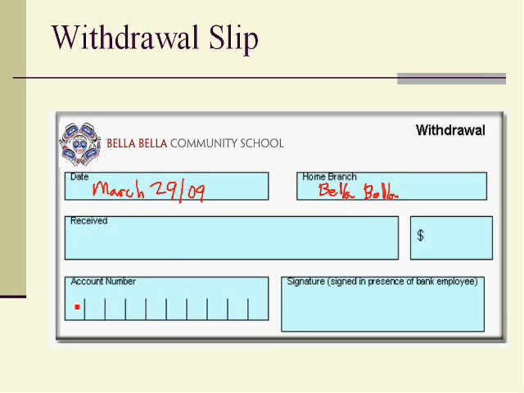So say 123-456-78 for the sake of simplicity. So your signature, right, signed in the presence of a bank employee, and how much money you are taking out. So here I would put in, let's say I'm taking out $100. And then you have my signature.